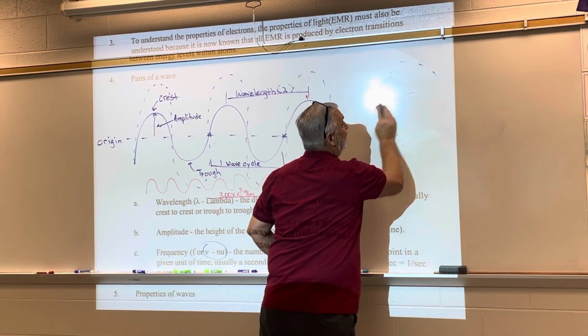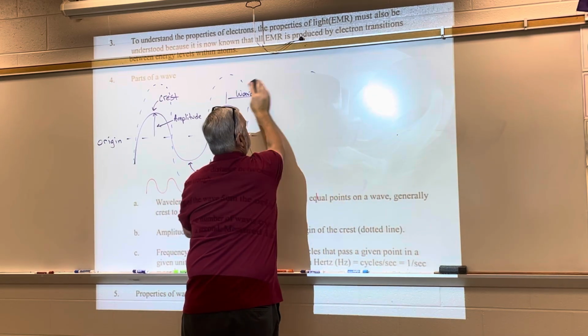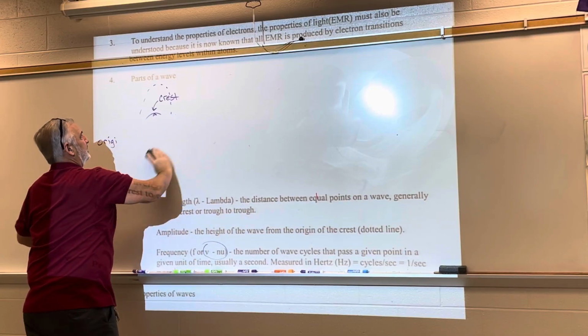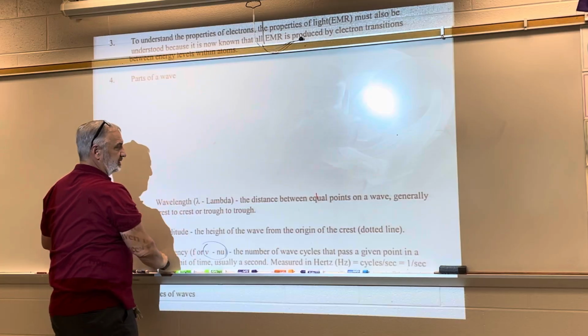Okay, hopefully you drew all this in. All of this was supposed to be in that space right there. Hopefully you drew it all in. This is the only fill-in part of these notes.